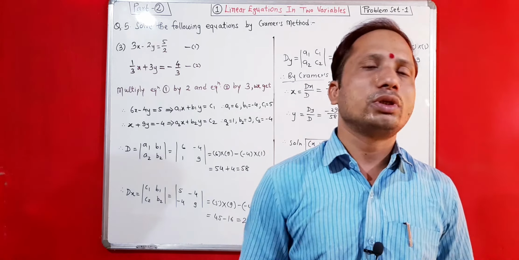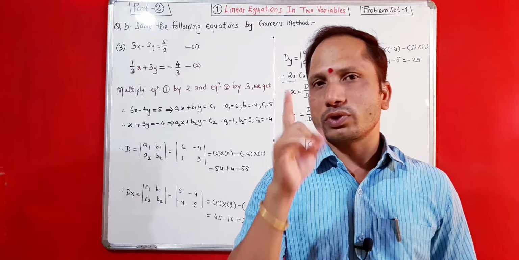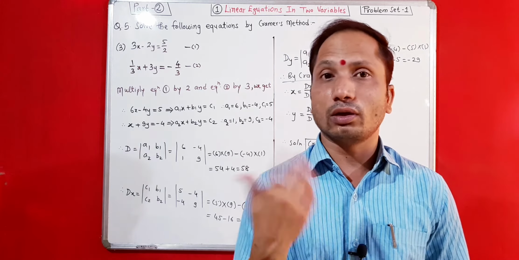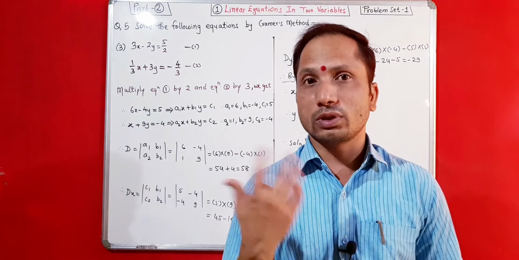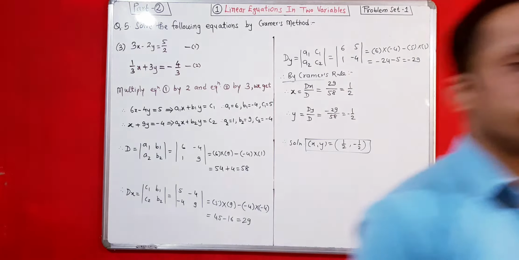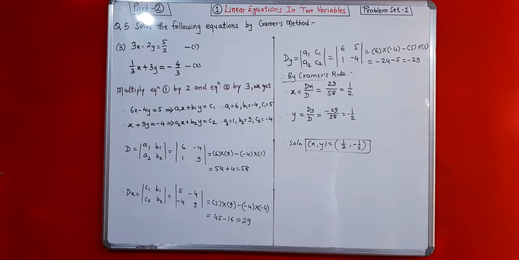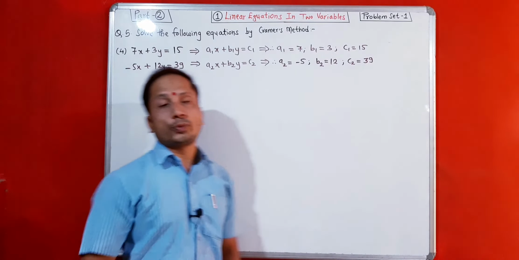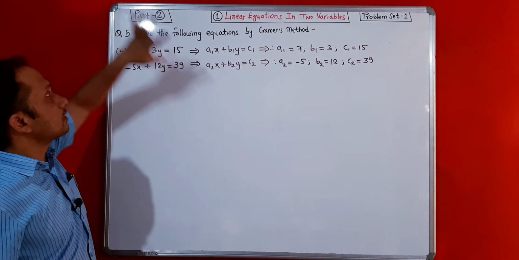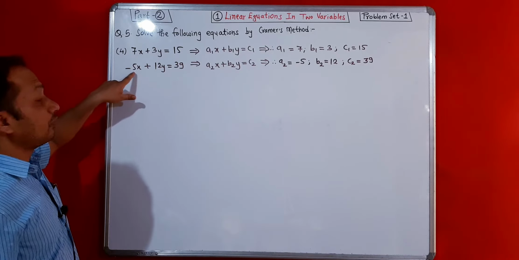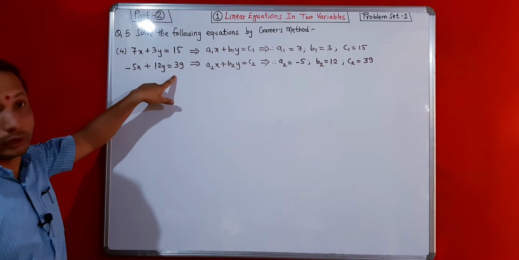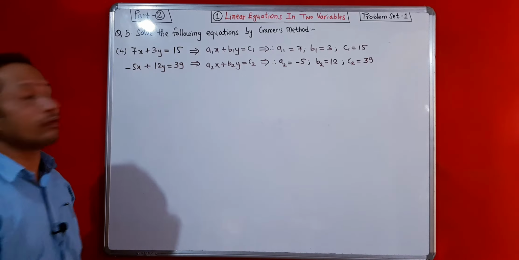So this is sub question number 3 from question number 5, and now we are going to solve sub question number 4. We'll solve the fourth problem. In this problem, 7x plus 3y is equal to 15 is given, and I have replaced this. It is given here, so minus 5x plus 12y is equal to 39. Just change the places of x and y.